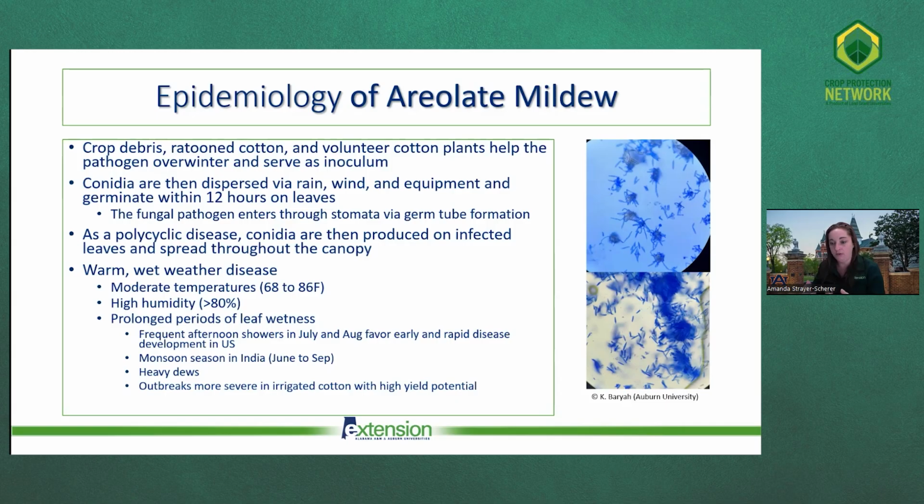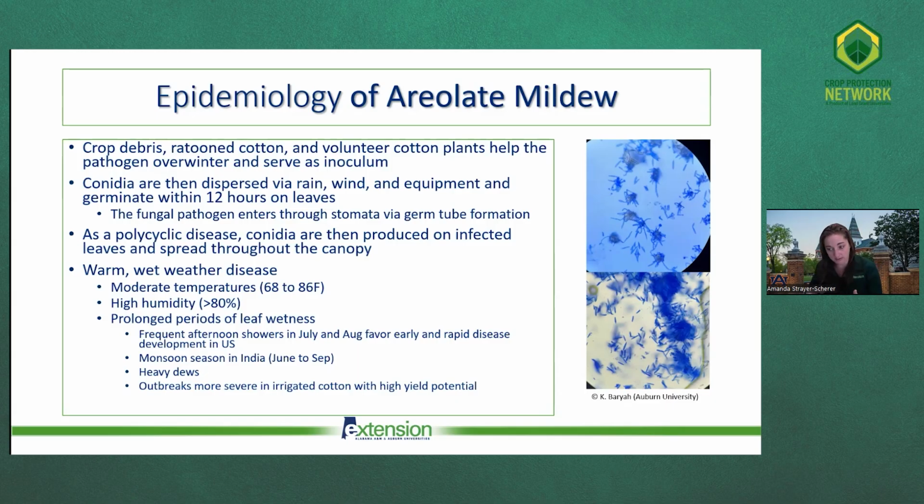That show up kind of early in the season where we maybe didn't get a good enough crop destruction there. Now, going into the cotton season itself, conidia are then dispersed from one of those sources via rain, wind, and equipment, and then can germinate within 12 hours once they reach leaves, especially in that lower canopy. The fungal pathogen then enters through the leaf tissue with stomata, so those natural openings, via germ tube formation.